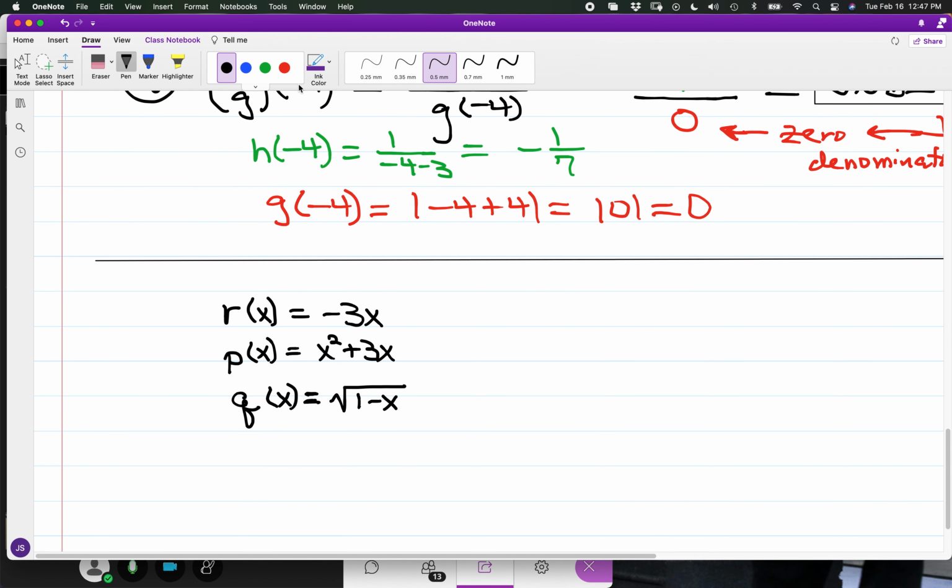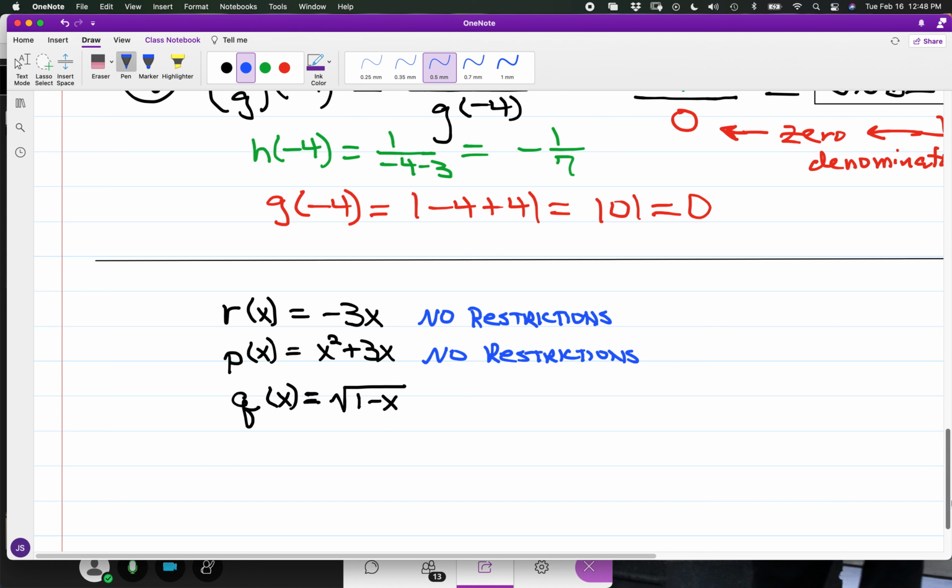Now, since there's going to be a preoccupation with restrictions: r of x is a linear function, negative 3x. If the expression is negative 3x, x can be 0, any negative value, or any positive value, so r of x alone has no restrictions. The same thing applies for p of x, because with x squared and 3x you don't have a fraction or an even root radical, so you have no restrictions.